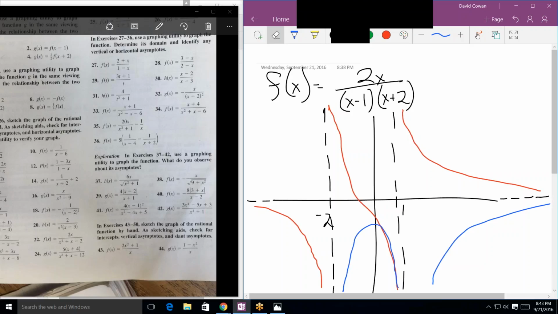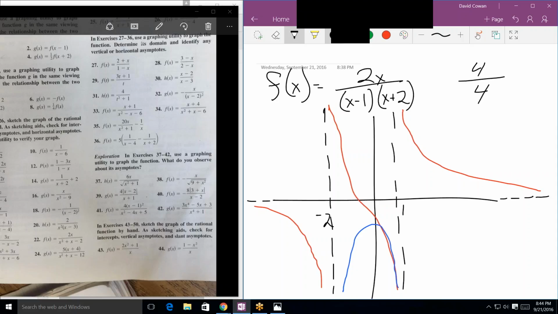Oh, yeah. Right? An x greater than 1 needs to produce a positive answer for this graph to be correct. Well, when I plug in 2, I get 4 over 4. That's a positive number. So I got it right. Okay? I got at least this part of it right.